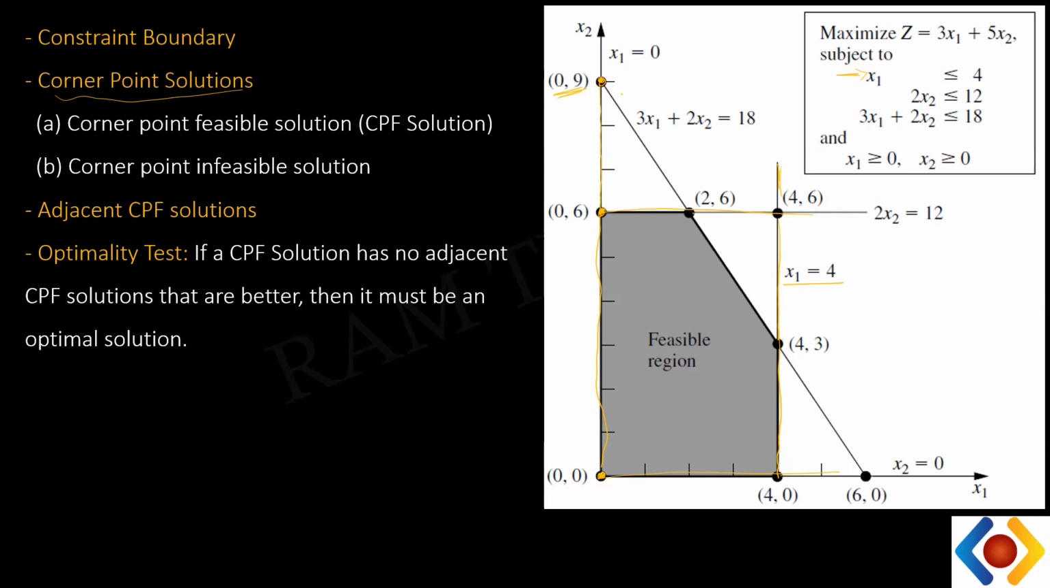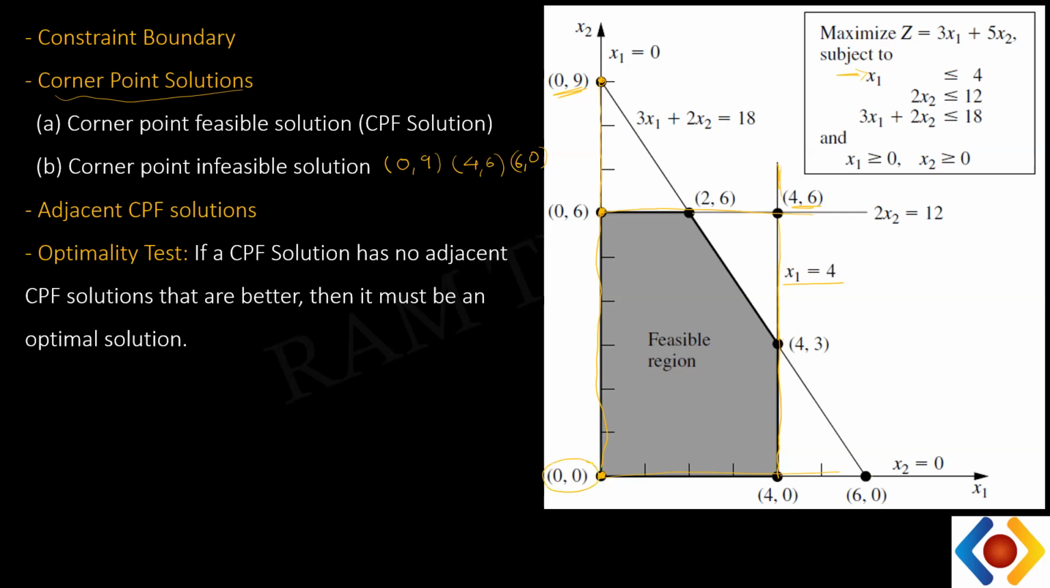Very good. So there are 3 infeasible solutions, so let me write them down quickly. Infeasible solutions: 0, 9, then 4, 6, and 6, 0. Correct. Right. These are infeasible solutions. Whereas the feasible solutions, I'm not going to write those; I'll just put a circle around them.